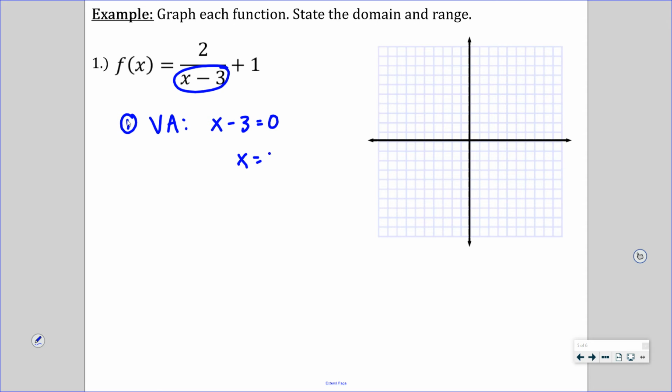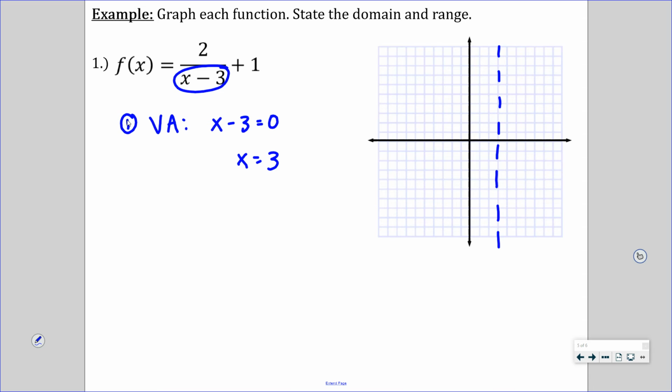Do you have to draw that in? Yes. Good question. We do want to draw these in dashed lines. So you're going to come over to 3 on your x-axis. This is a vertical asymptote. You don't have to label it on your graph, but I do want to see these asymptotes when you hand in your homework assignment.